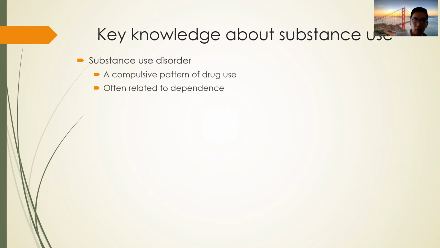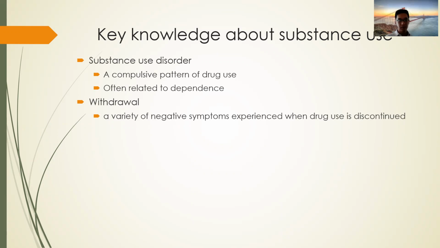There is a term that describes a collection of symptoms after people use those drugs. It's called a substance use disorder. It's a compulsive pattern of drug use. What does that mean? It means that people have a really strong compulsion to take drugs. They have to take the drugs. They cannot control that part. And often it's related to dependence.